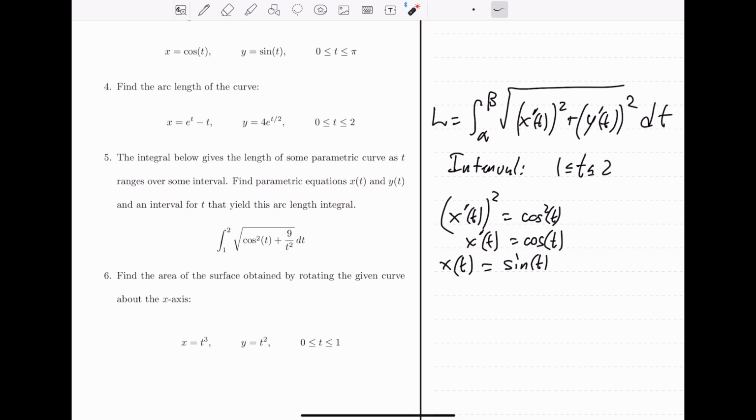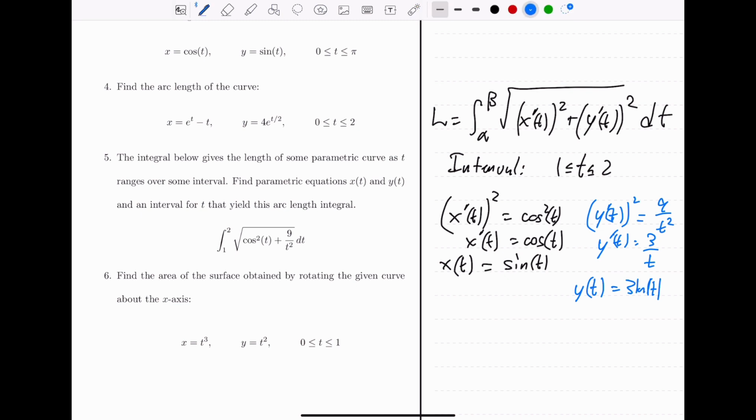How about the y function? We'll do something very similar. We'll take this 9 over t squared, and we'll think of that as the y function derivative squared. So y prime of t, quantity squared, we could write as 9 over t squared. If we take square roots here, then y prime of t equals 3 over t. That's the derivative of the y function. So what is the y function itself? Well, the y function itself would be the integral of this. What is the integral of 3 over t? It's 3 natural log of t absolute value.